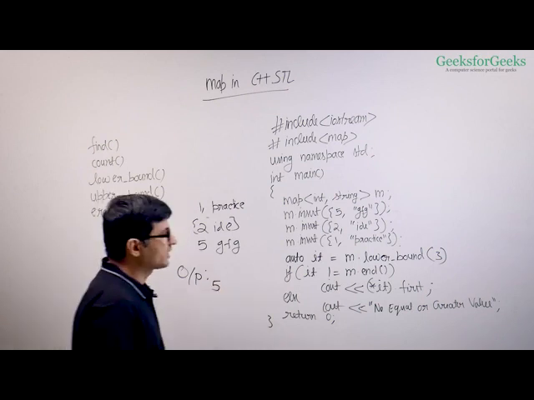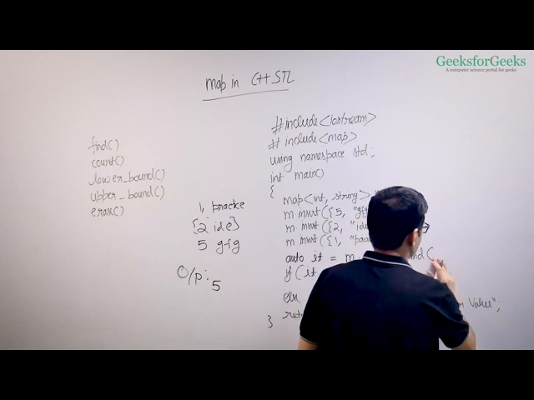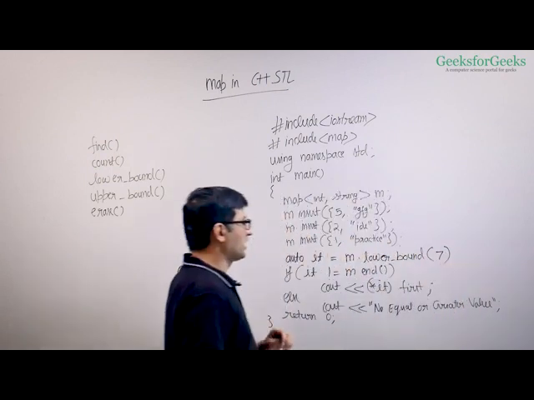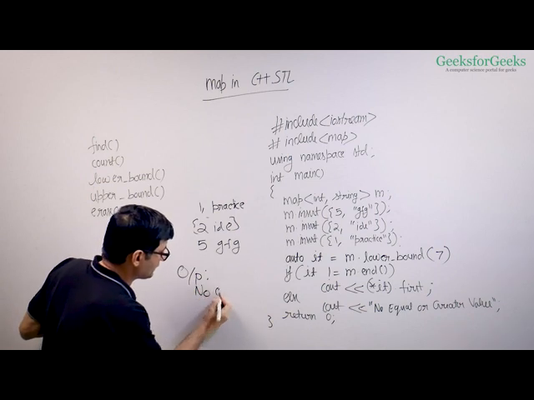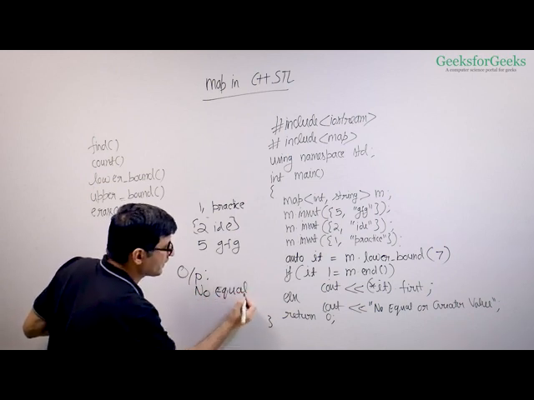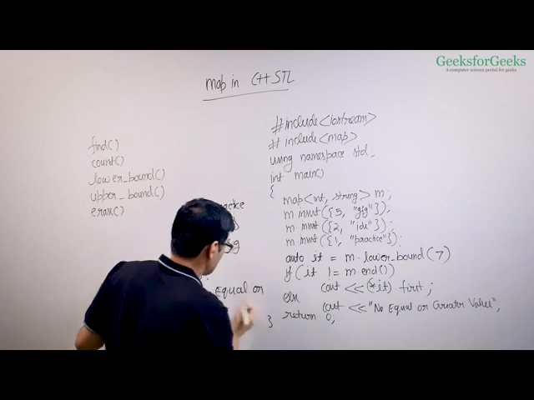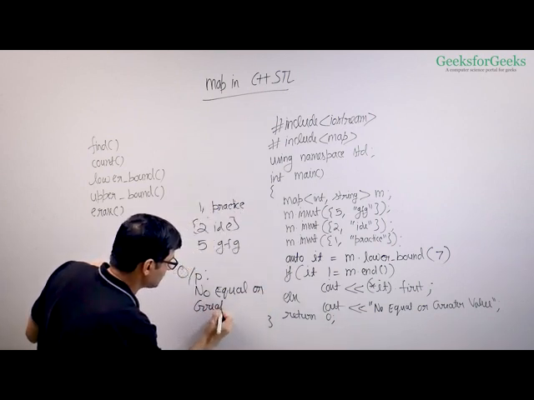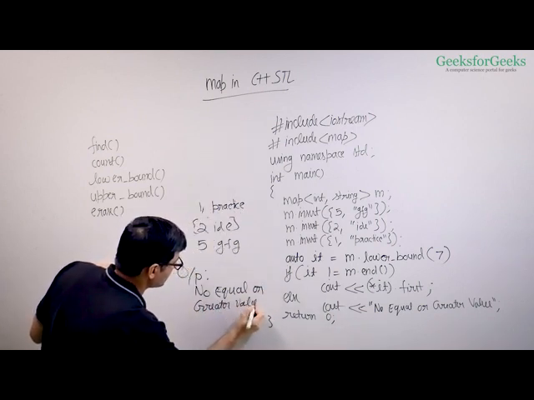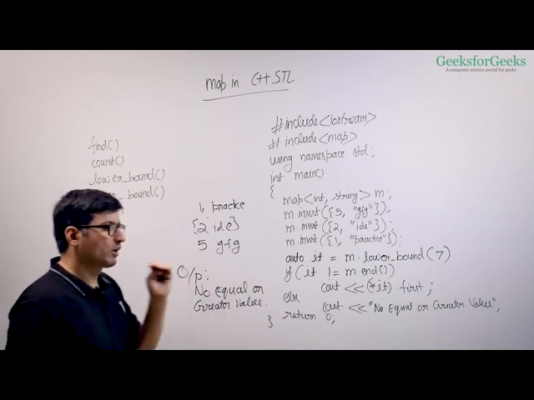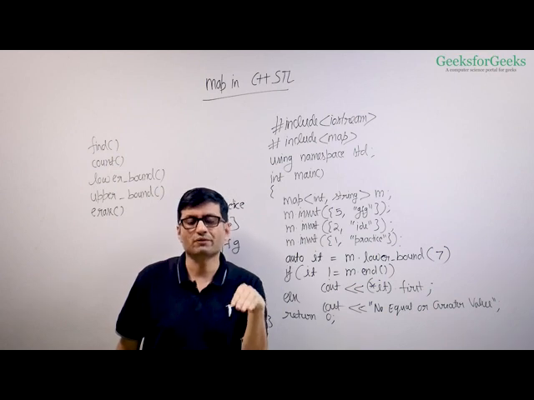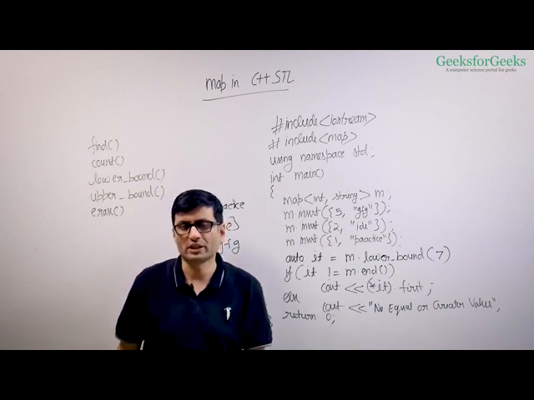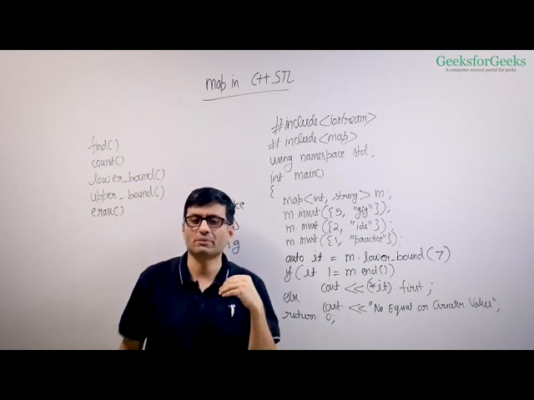Let's change it further. Let's say we put 7 here. What do we get now? We get no equal or greater value. That's the output we get. So lower bound finds a value if it is present. If not present, then just greater value. And if it is greater than the greatest, then m.end.